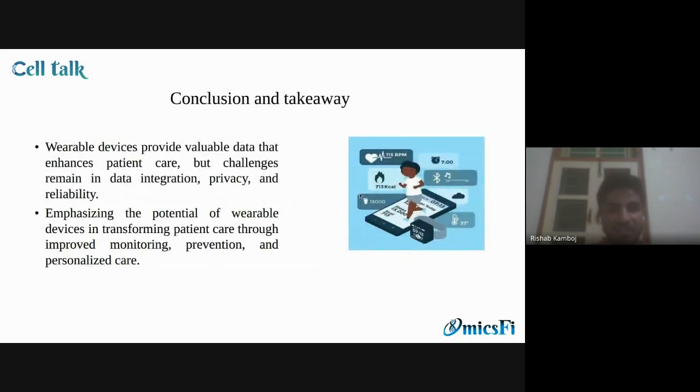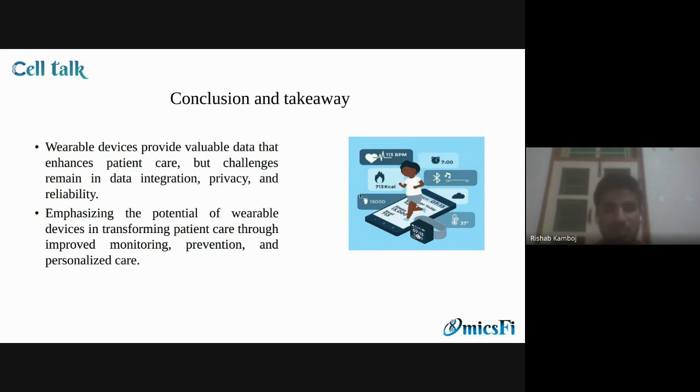Another takeaway that we have is that wearable devices provide valuable data, and there are various challenges and ethical considerations, like privacy. We need to take care of that, but we can use that data because it's very valuable. We can use it to extract various insights and make patient care much better and customized. And the potential of wearable devices is going to boom in the upcoming years.